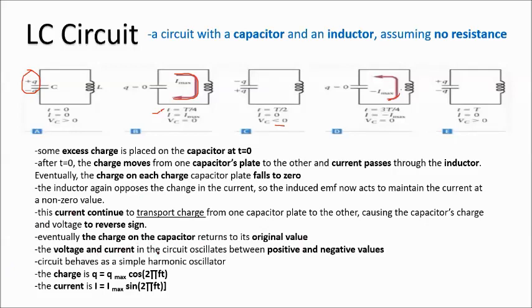The voltage and current in the circuit oscillate between positive and negative values, and the circuit behaves as a simple harmonic oscillator. So, yung flow of I clockwise, pagdating dito, would move pa-counterclockwise and clockwise and repeat again, no? So, the charge Q is equal to Q max cosine of 2 pi ft. For the current, I is equal to I max sine 2 pi ft.